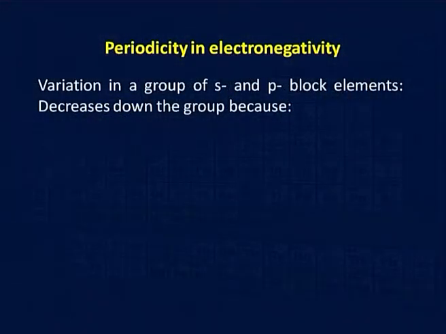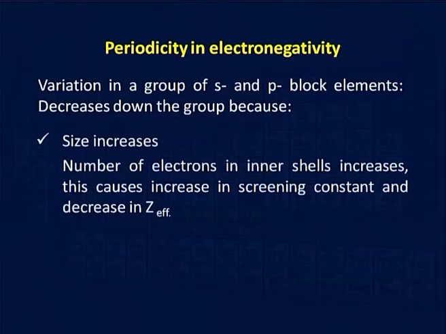Now, we see how the value of electronegativity varies in the periodic table, or the periodicity in electronegativity. We will see this variation in s block and p block elements. So, we find that the value of electronegativity decreases when we move down the group, whether it is an s block element or a p block element, whether it is alkali metals or halogens or oxygen group elements or carbon group elements. When we move down the group, the value of electronegativity gradually decreases, and this decrease is due to increase in size.